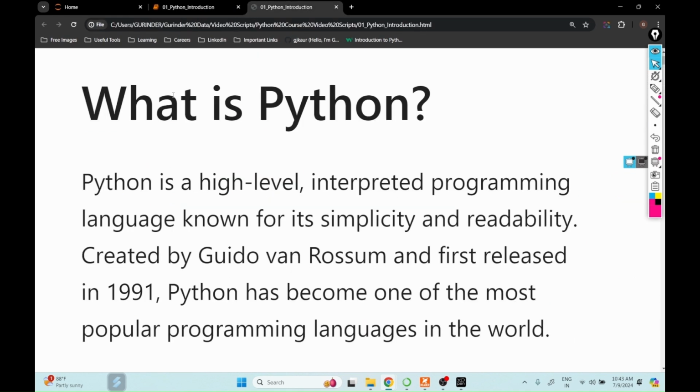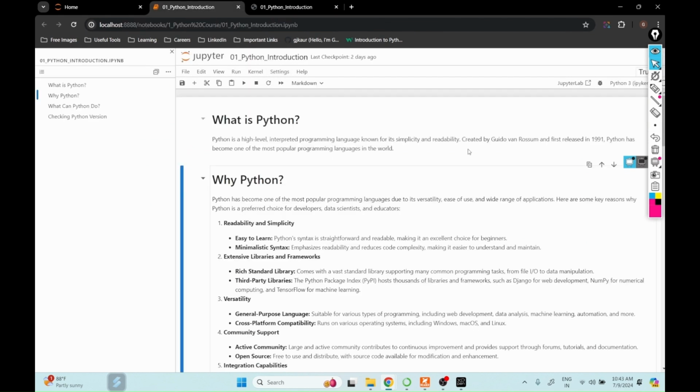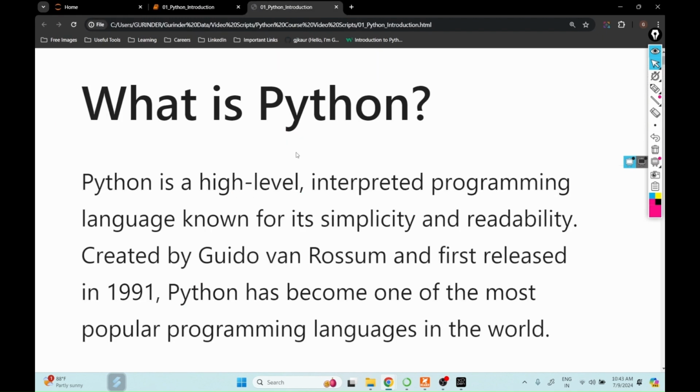I have downloaded the HTML form of these notebooks to teach the concepts which I have included in the Markdown cells. So let's start with the introduction to Python. So mainly what is Python? Python is a language with which we communicate with the Python interpreter.